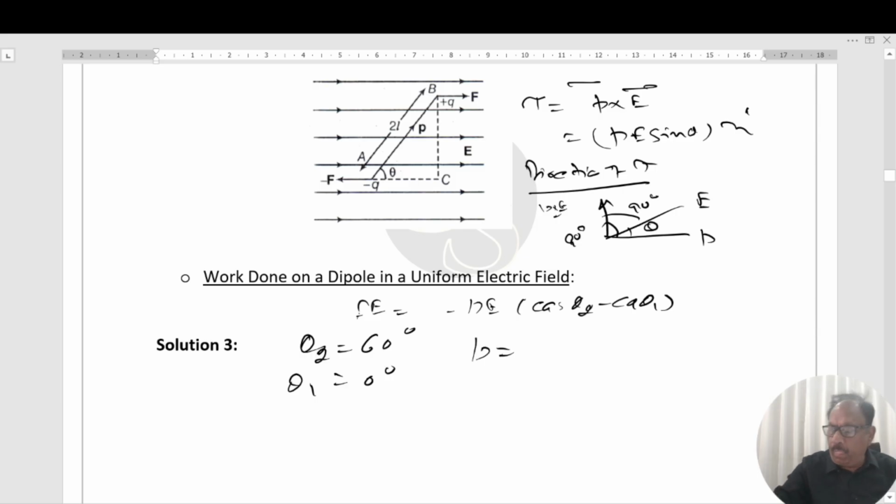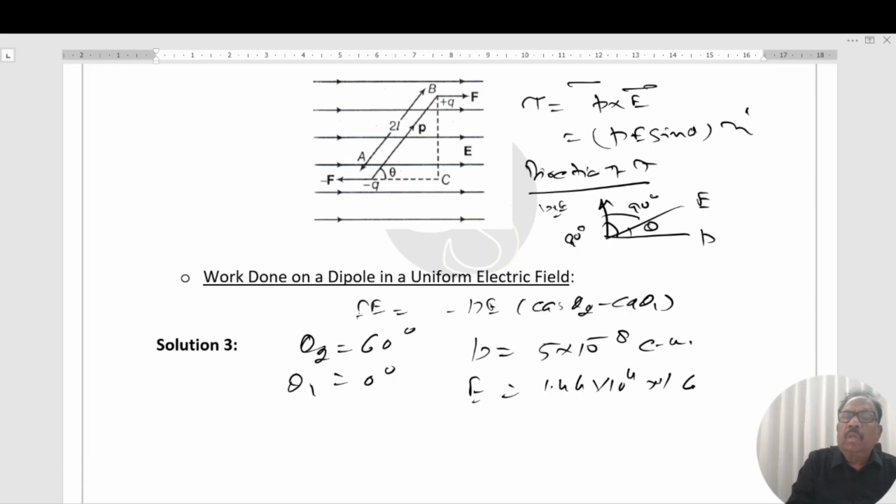The dipole moment is given as 5 into 10 to the minus 8 Coulomb meter, and the electric field is given as 1.44 into 10 to the power 4 Newton per Coulomb. In that case, the formula is available with us. P is known, E is known, so the work done is PE times (cos 0 minus cos 60).